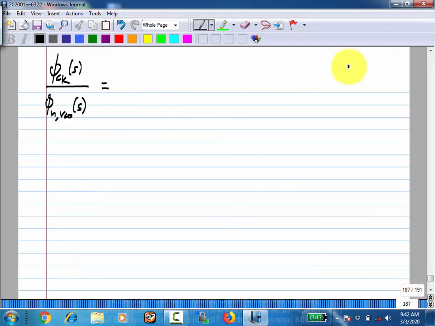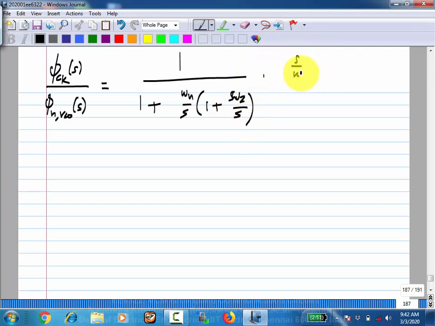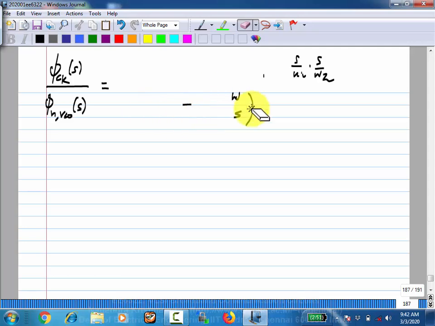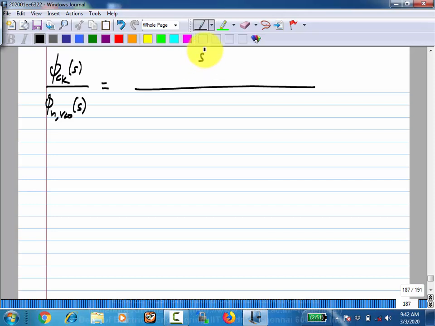So what will this be? 1 by 1 plus omega u by S times 1 plus omega z by S. Again, I will multiply by S by omega u times S by omega z. So I will get this as the result: S square by omega u omega z, S. The denominator remains the same. That's again a common feature, right? You will see that the denominator of all transfer functions in a system remains the same. The numerators will be different.